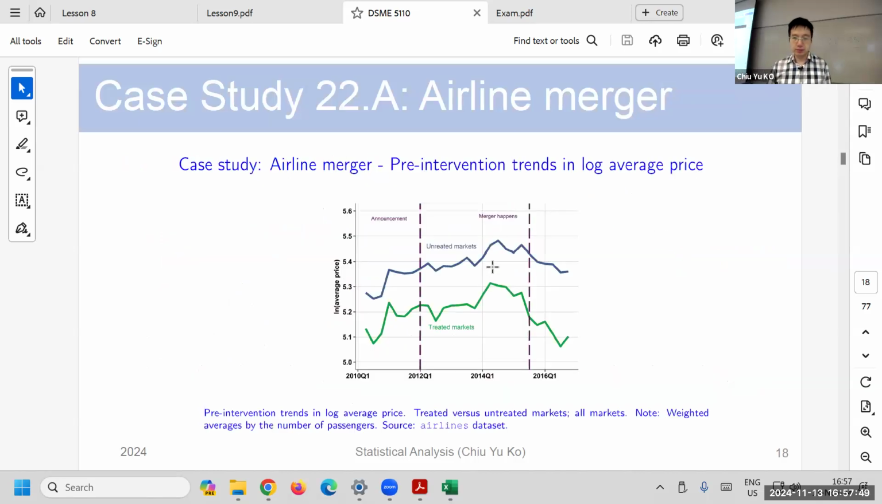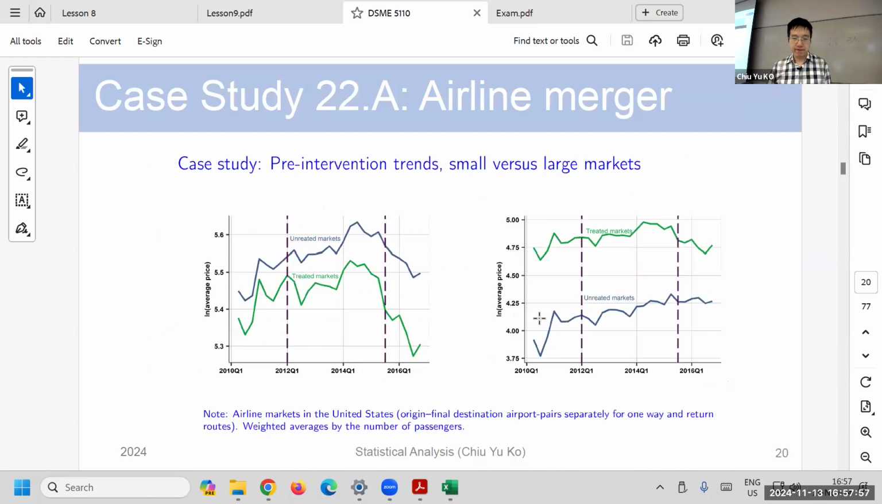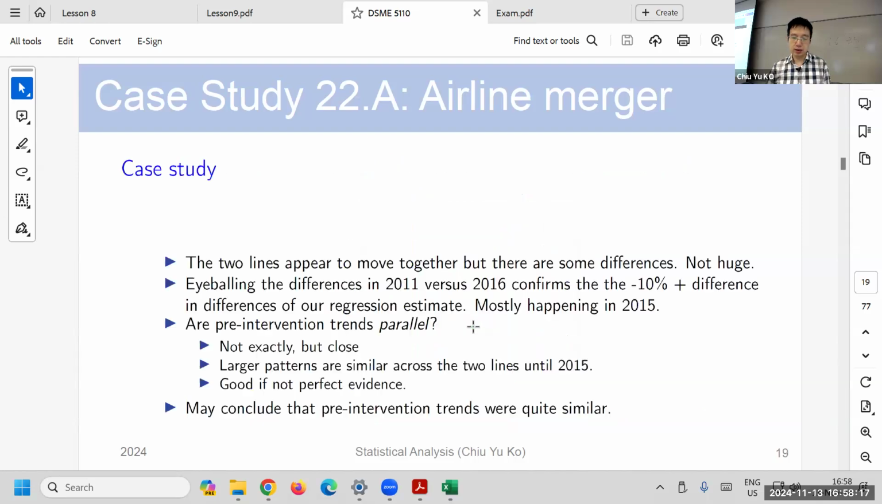So this is what you see. The merger actually just brings down the price, everything. So everything is very nice. But what you can do is look at before the merger, they move in a similar direction, right? So this is the data we get here and here, and the price seems to be in the same direction, right? So it seems to be okay. That's what you can say.